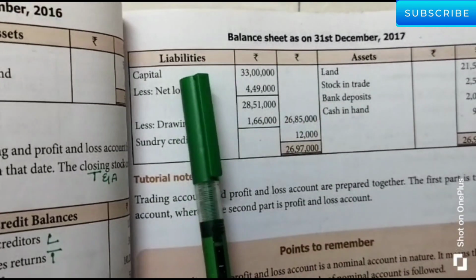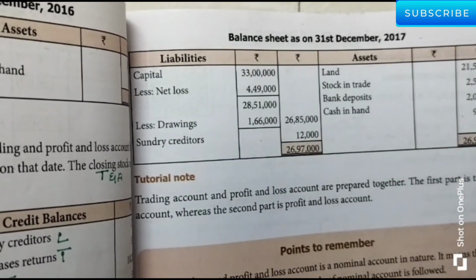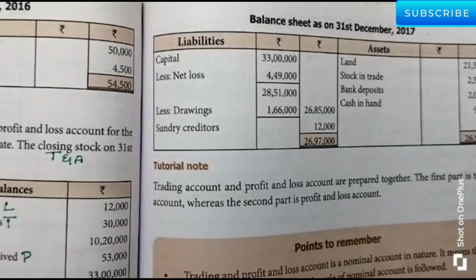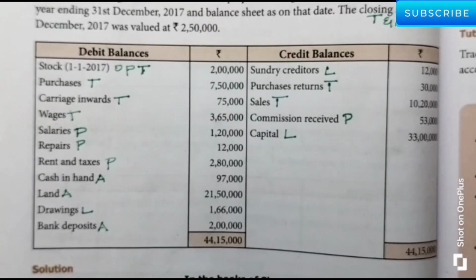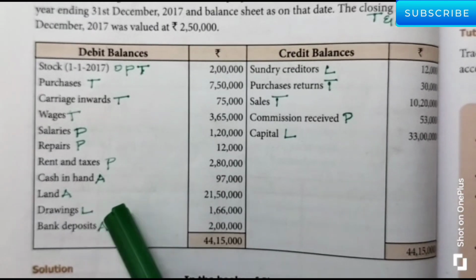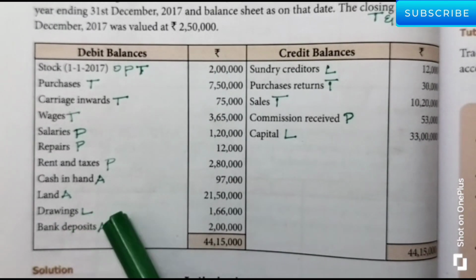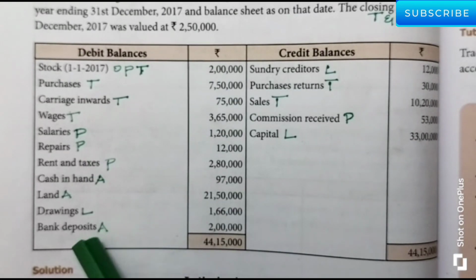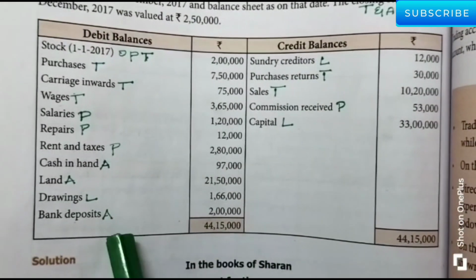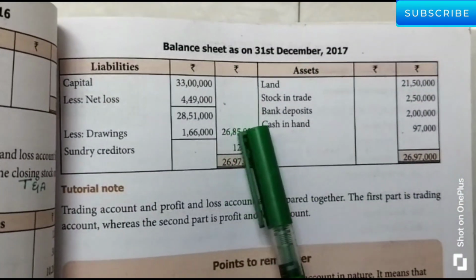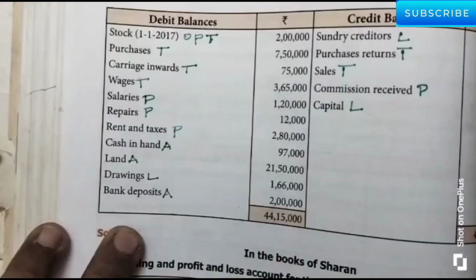After calculation of the capital, next you have to follow the given information. As per the question, we will enter the items which are related to the balance sheet. So as per the question order, after subtracting drawings, we have bank deposit. How much rupees? 2 lakhs rupees. So where do you have to enter bank deposit? A means asset side. So on the asset side you have to enter bank deposits 2 lakhs rupees.